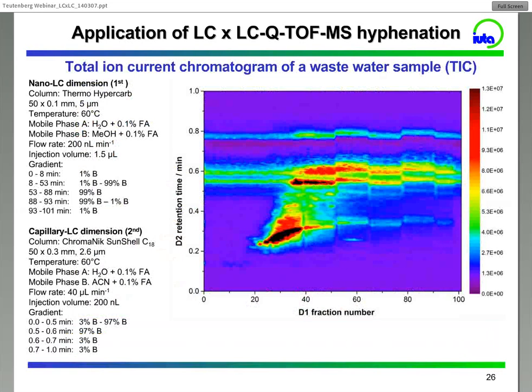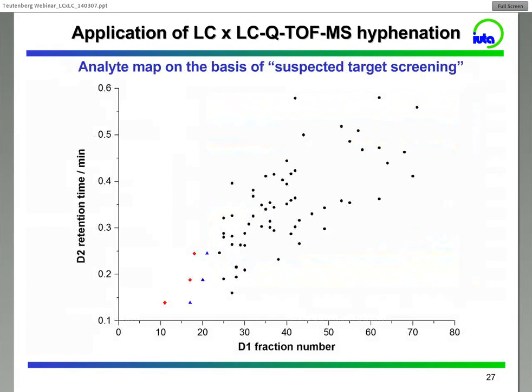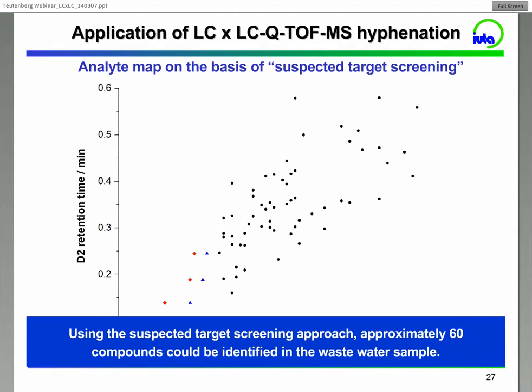Now, this is the respective total ion current chromatogram of this wastewater sample. And you see we have a huge peak density here, and a similar picture to what I showed you before from the reference standard. Peaks are really nicely separated here across the two-dimensional chromatographic space. Now, this is the analyte map created on the basis of the suspect screening we performed. With this approach, we were able to detect, or identify, approximately 60 compounds in this wastewater sample.